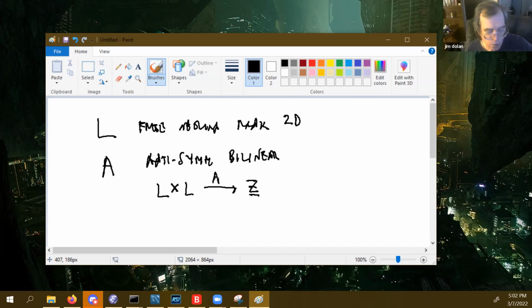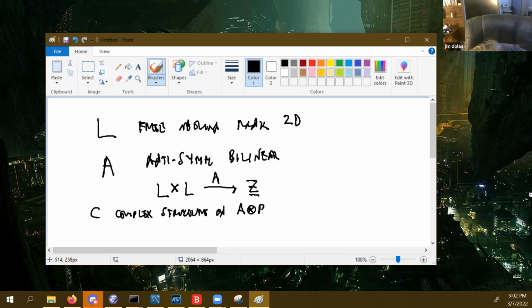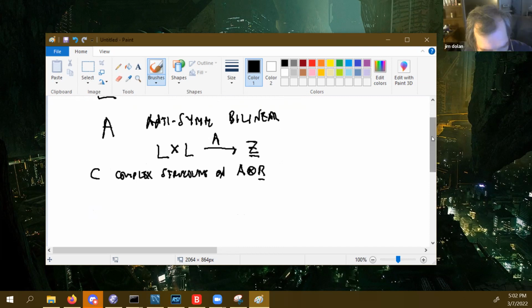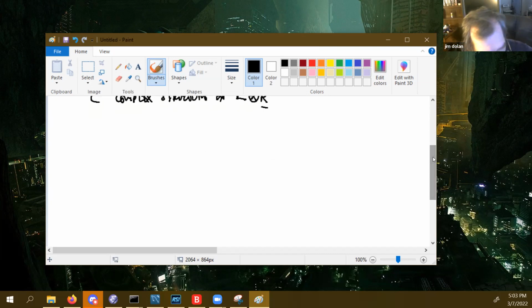Well, I guess, okay. So let's say C is a complex structure. On what? On A tensor the reals? Okay. On L tensor the reals? L tensor the reals, okay. Let me, L tensor the reals. Okay. And so what's going on here?